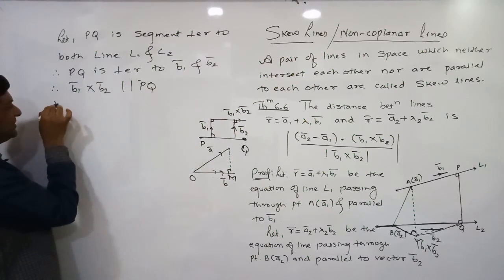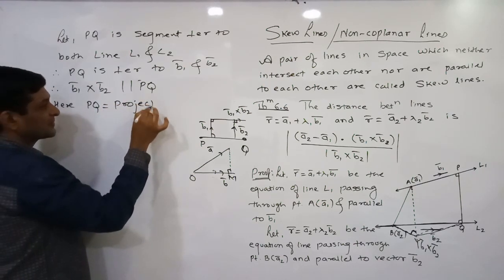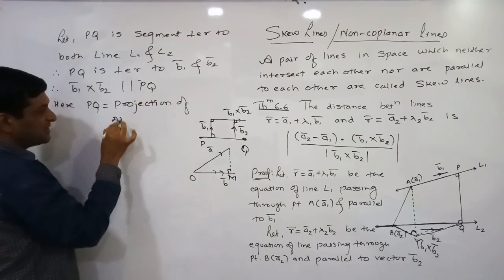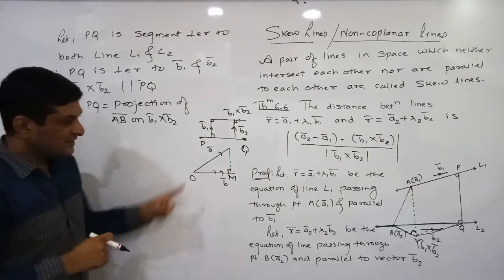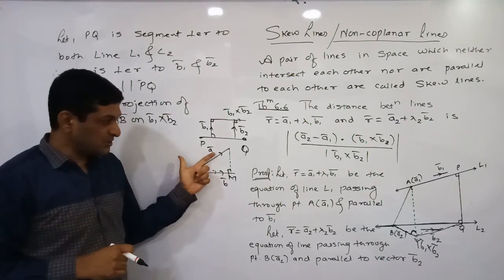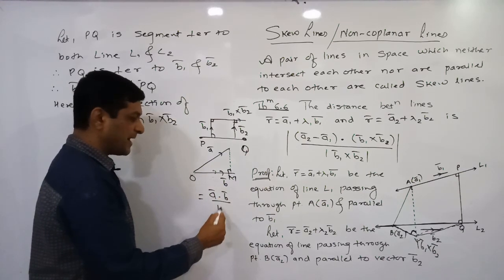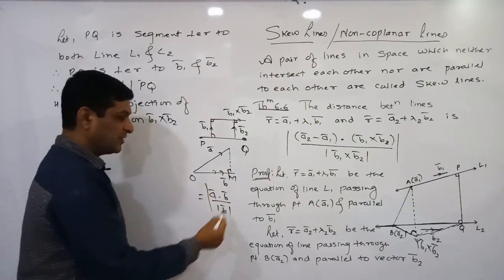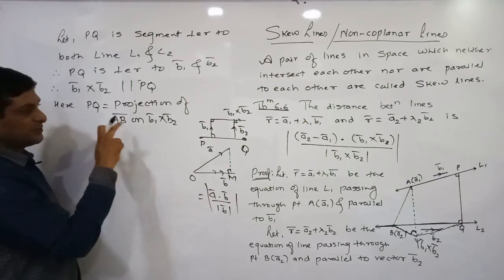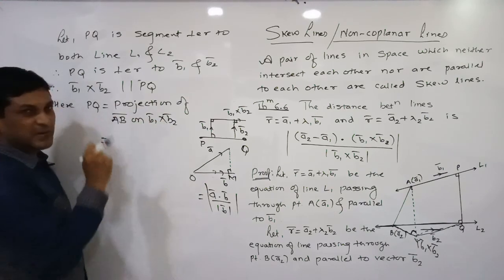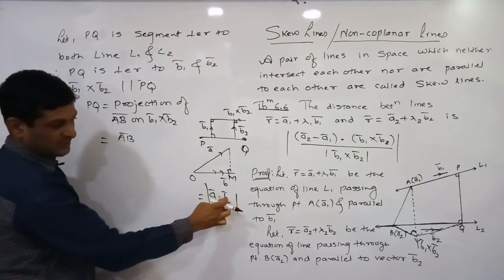So here we can say that PQ is equal to the projection of AB bar on B1 bar cross B2 bar, isn't it? And if A bar and B bar are two vectors, then the projection of A bar on B bar can be found by applying which formula? A bar dot B bar upon magnitude of B bar. Applying this formula, we can find the projection of A bar on B bar. The same formula we are applying here, finding the projection of AB bar on B1 bar cross B2 bar. So in the numerator, take the dot product of these two vectors, just as we took the dot product of A bar and B bar.